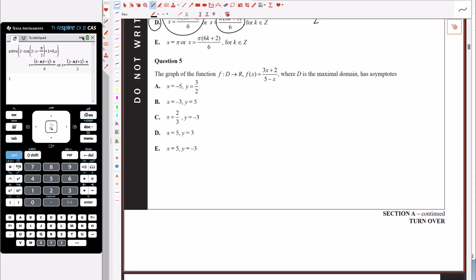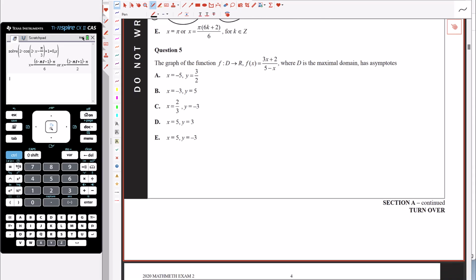Okay, question 5. The graph of this function where D is maximal domain has asymptotes at, okay, so we can certainly get the x asymptote because the vertical asymptote is going to be the value that makes the denominator of the fraction equal to 0. So the denominator can't equal 0, which means that x can't equal 5, and so therefore that's why we get an asymptote at x equals 5. So it's definitely going to be one of D or E.